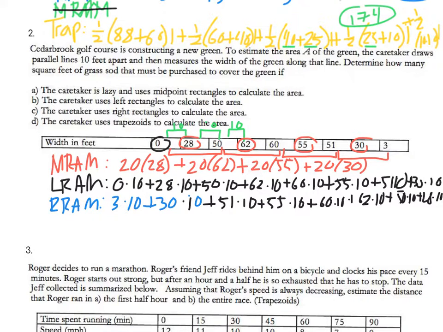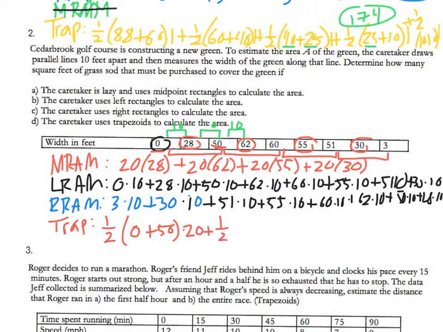And then finally trapezoids. I'm going to do these as bigger trapezoids so I don't have as many things to do. I'll use the same intervals I used for the midpoint, so that'll give us 4 different trapezoids. So for the first trapezoid, it's going to be 1/2. Base 1 would be 0. Base 2 would be 50. And then that's times a width of 20.